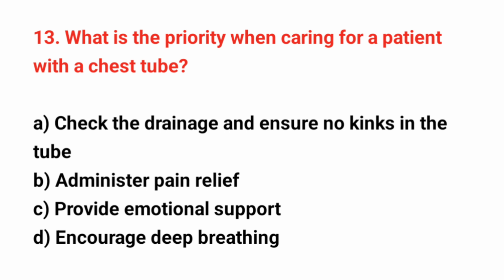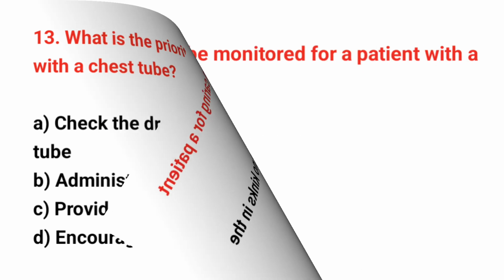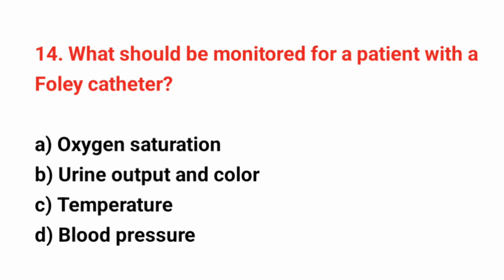Question number 13. What is the priority when caring for a patient with a chest tube? The right answer is option A, check the drainage and ensure no kinks in the tube. Question number 14. What should be monitored for a patient with a Foley catheter? The right answer is option B, urine output and color.